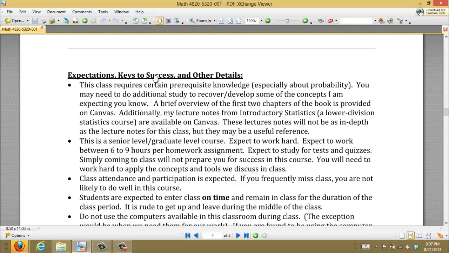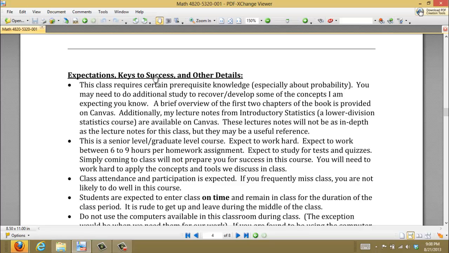So in terms of being successful in this class, expectations, etc., as I've already mentioned, there is some prerequisite knowledge that you're expected to know, especially about probability. So make sure that you have the prerequisites if you're going to stick in this class. Even if you have taken these classes, it may take you some time to recover, remember some of these concepts that I'm expecting you to know. So I have put some lecture slides for the first 2 chapters on Canvas. You might want to look those over. I'm actually going to assign some homework problems based on these chapters, but these are things you should already know.